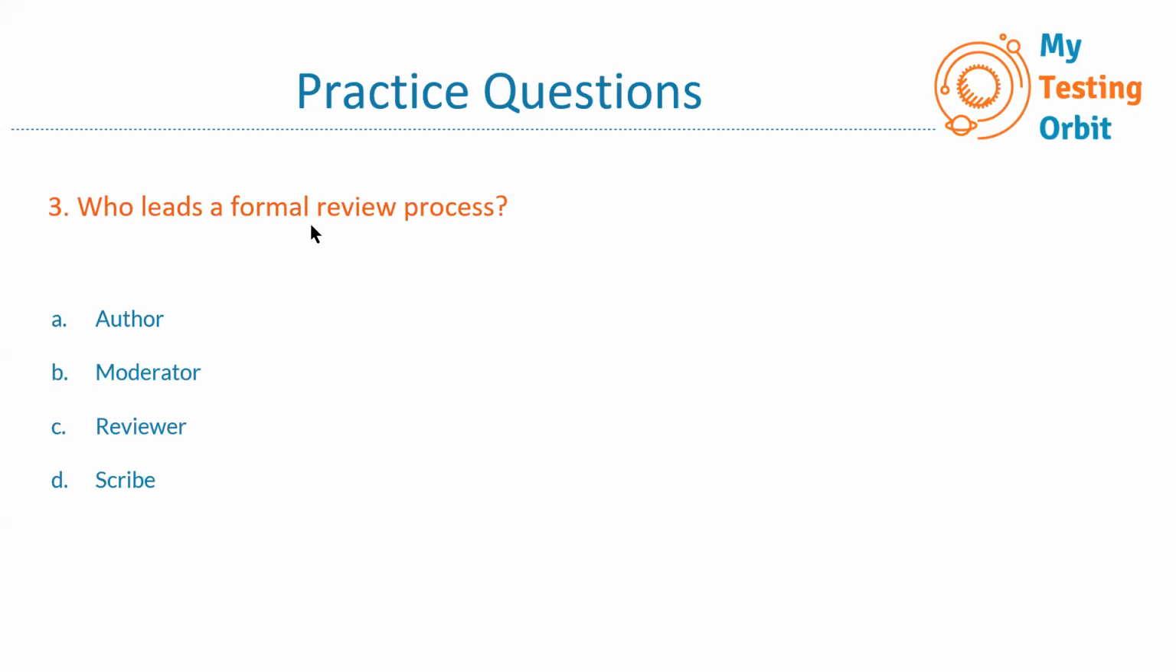So in this way, for who leads a formal review process, if you don't remember, first of all, we know that scribe definitely can't be a lead. Scribe doesn't lead any formal review process, so we can eliminate this option. Then again, reviewer is the one who is reviewing it, so it's not likely that a reviewer will lead a formal review process. So then we are left with two options, and then we can decide which looks like the more possible answer. So that would be a good approach to use for any kind of question in your exam which you are a bit not sure about.